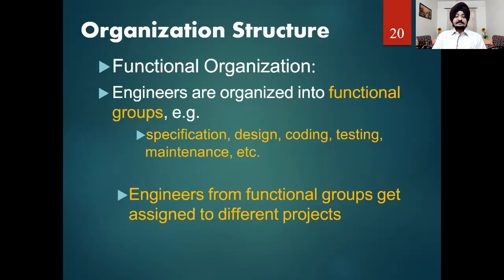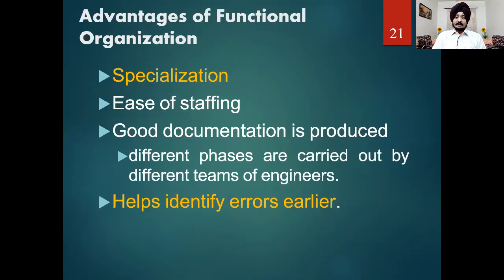Now come to the organizational structure, which is very important as far as project management is concerned. We have functional organization. This is an integral part of the staffing, and this should be taken into consideration before we start the project. So we can have functional groups. Functional groups can be for specification, for design, for coding, for testing and maintenance. Especially the effort has been put into building functional groups for different categories of products or different categories of portfolios. What are the advantages of functional organization?